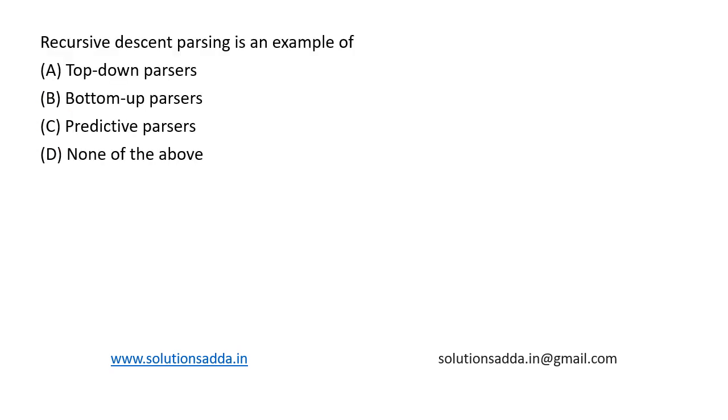This is a question from compiler design. Recursive descent parsing is an example of top-down parser, bottom-up parser, predictive parser, or none of the above. The correct answer is option A, top-down parser. Recursive descent parser is a top-down parsing technique that constructs the parse tree from the top, and the input is read from left to right. It uses procedures for every terminal and non-terminal entity. This parsing technique recursively parses the input to make a parse tree, which may or may not require backtracking. So the correct answer here is option A, top-down parsing.